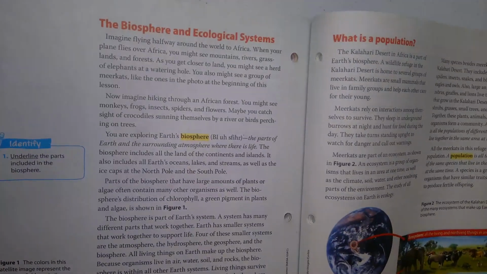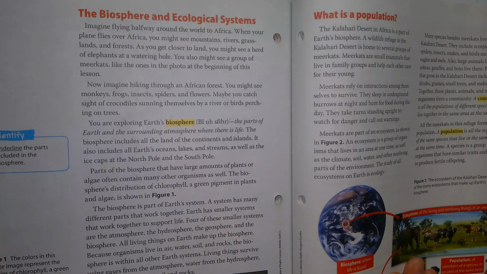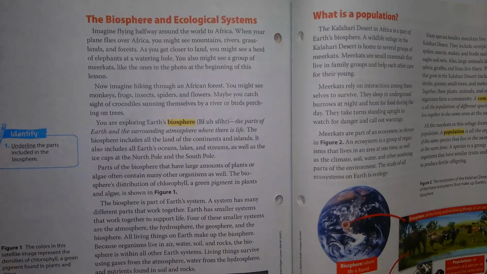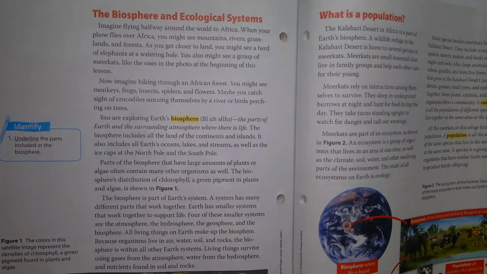Yeah, this is where your reading starts off. I'm going to read it to you because I am literally doing nothing else related to school. Okay? So I'll underline stuff that I think is important, and hopefully you find it important as well. Okay, it says the biosphere and ecological systems.